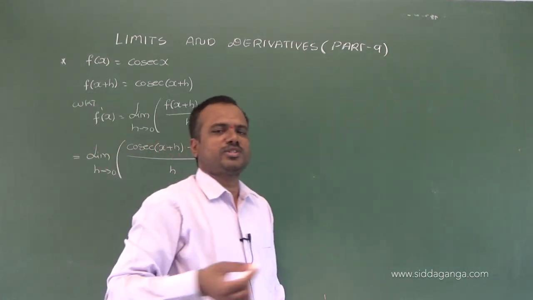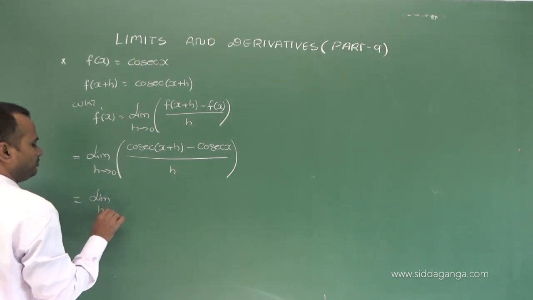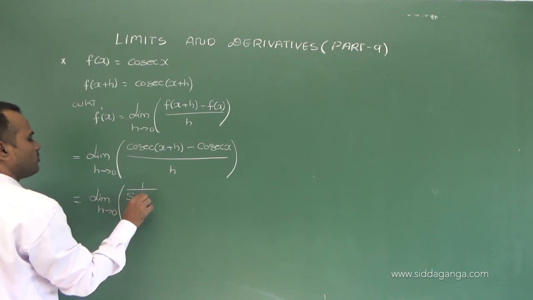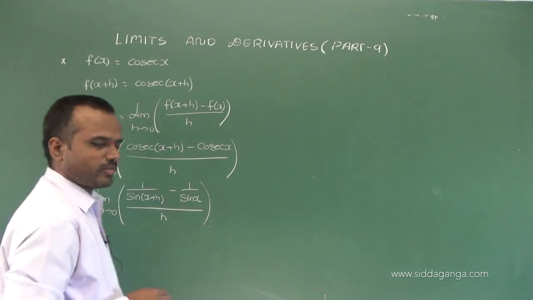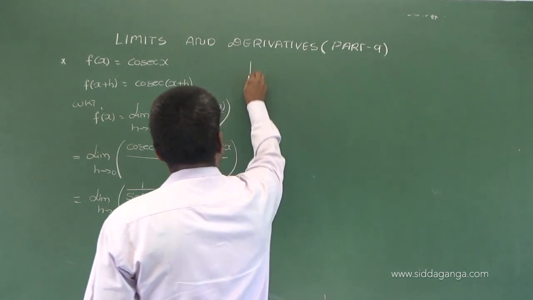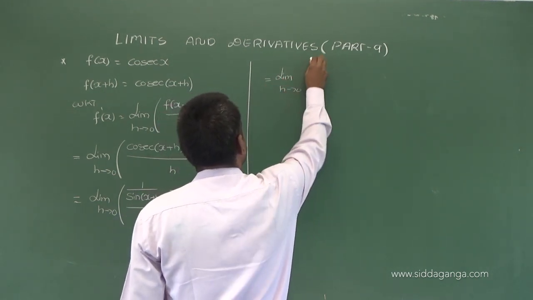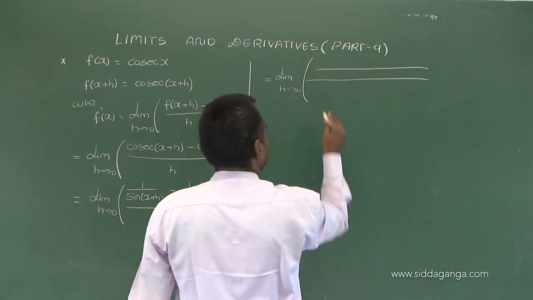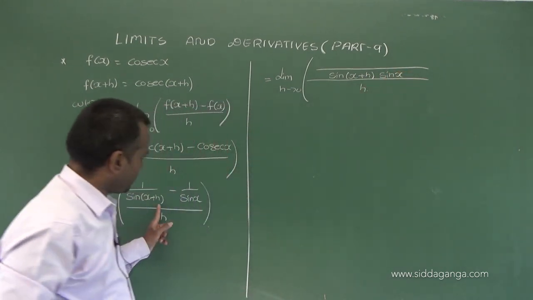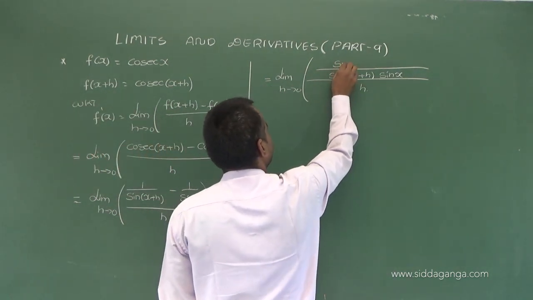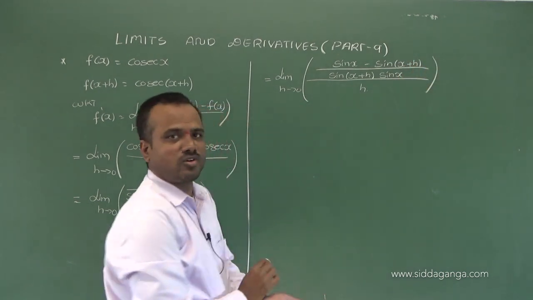Like the previous problem, secant x, the same method I follow here. Firstly, the reciprocal of cosecant is sine. Limit h tends to 0, 1 by sine of x plus h minus 1 by sine x, whole divided by h. This is the first step. After this, taking the LCM: limit h tends to 0, sine of x plus h into sine x in the denominator, h as it is. Sine of x plus h gets cancelled. In the numerator, sine x minus sine x gets cancelled. 1 into sine of x plus h is sine of x plus h.